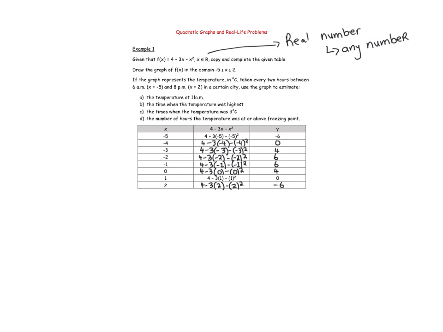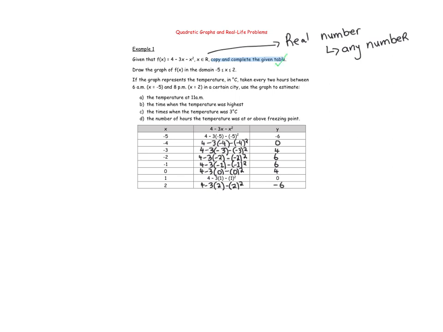And sometimes in the questions, they don't actually label the parts i, ii, iii, iv, or so on. So the best thing to do is kind of highlight and tick it as we go along. So for this question, the first thing we needed to do was copy and complete the given table. And we've got that done, so I might put that in a green tick.